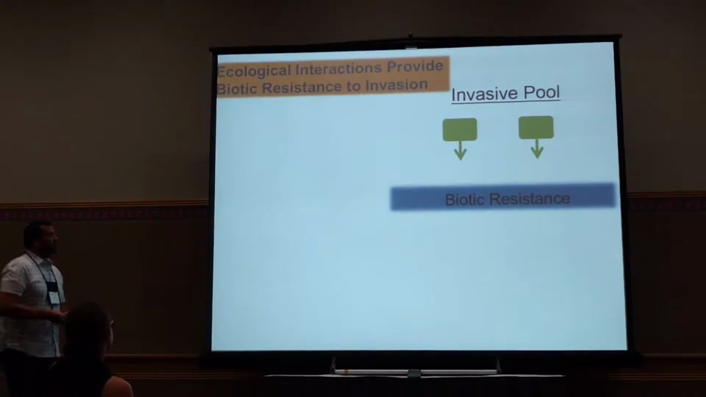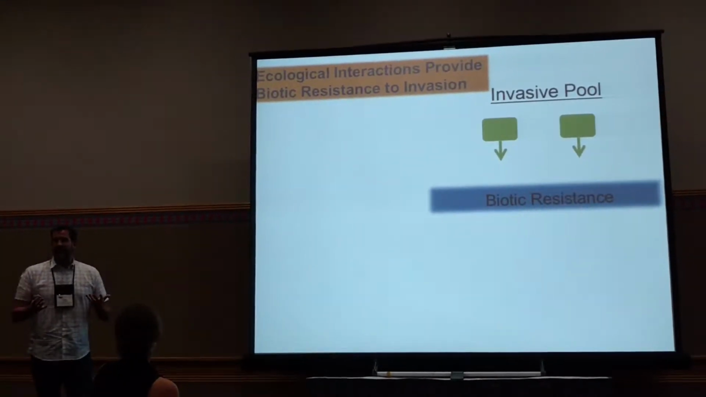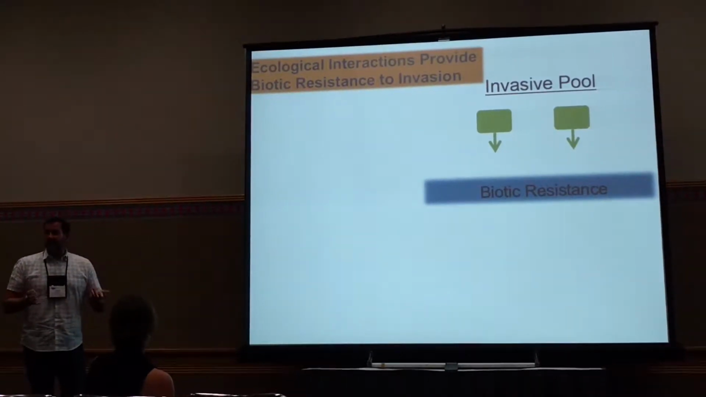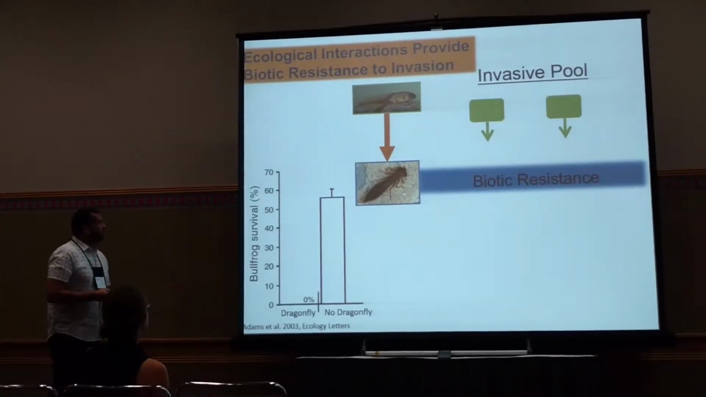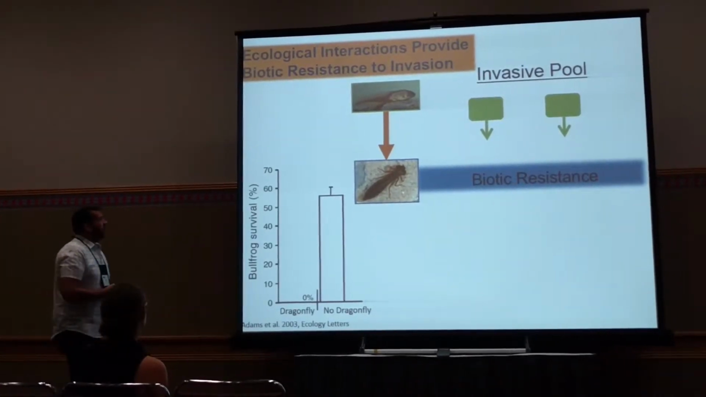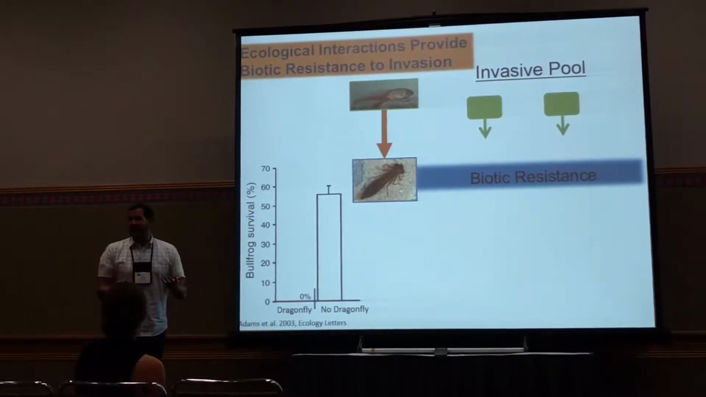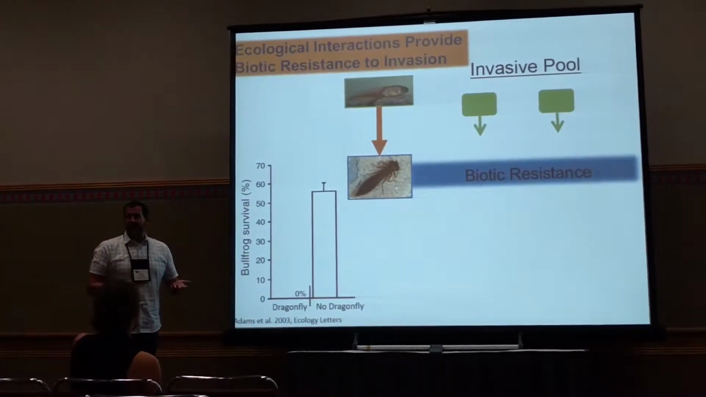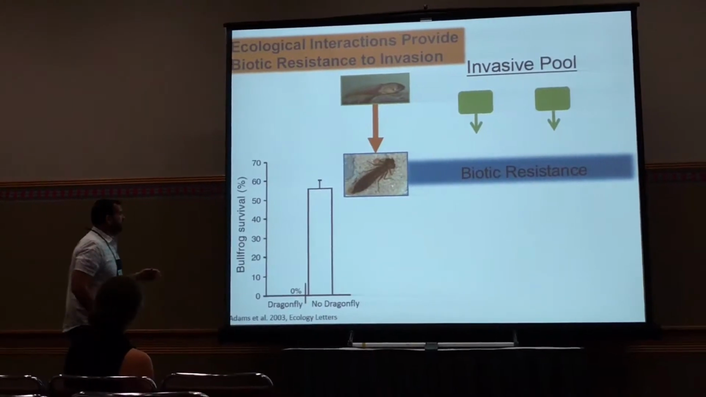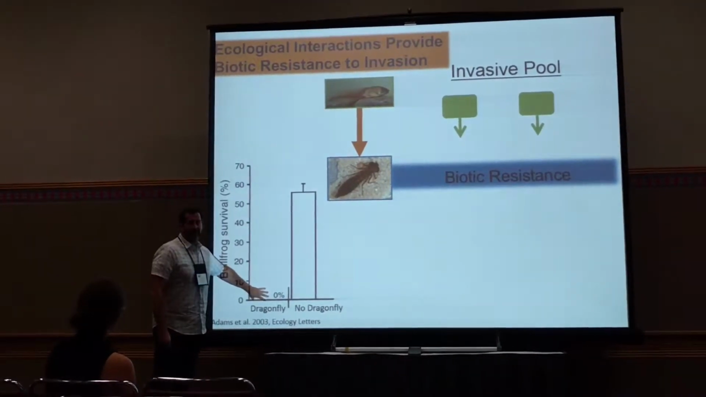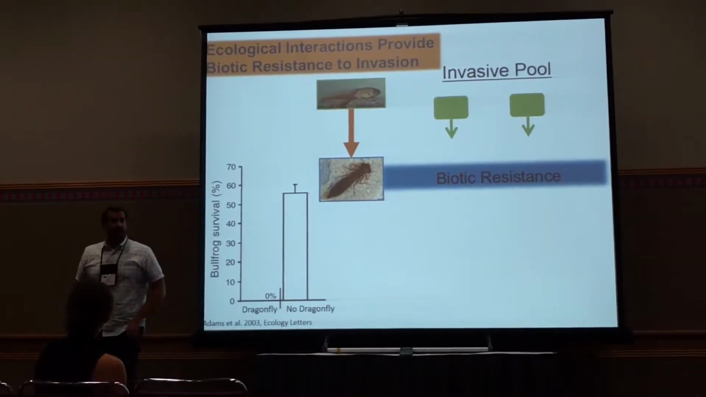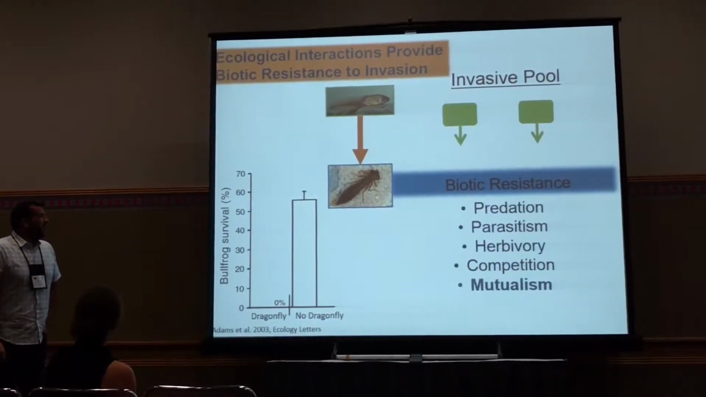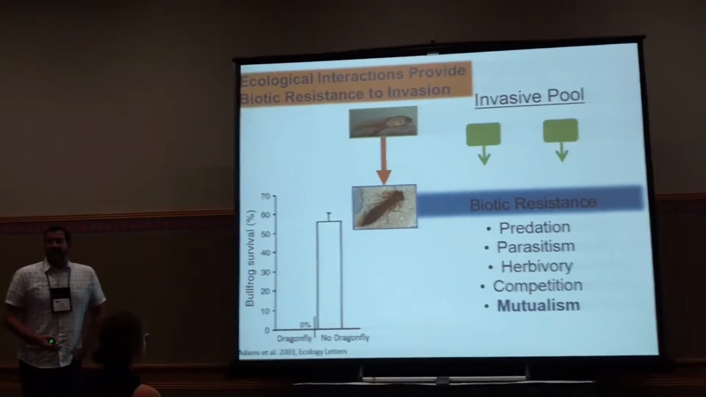So if you have some pool of invaders coming into a community, there's potentially biotic resistance to that invasion, provided by a number of different species. In a really simple example of that, as bullfrog larvae try to invade ponds, they're eaten by dragonfly larvae. And so in the presence of dragonflies, you see no survival of those bullfrogs, but actually significant survival in the absence of them.